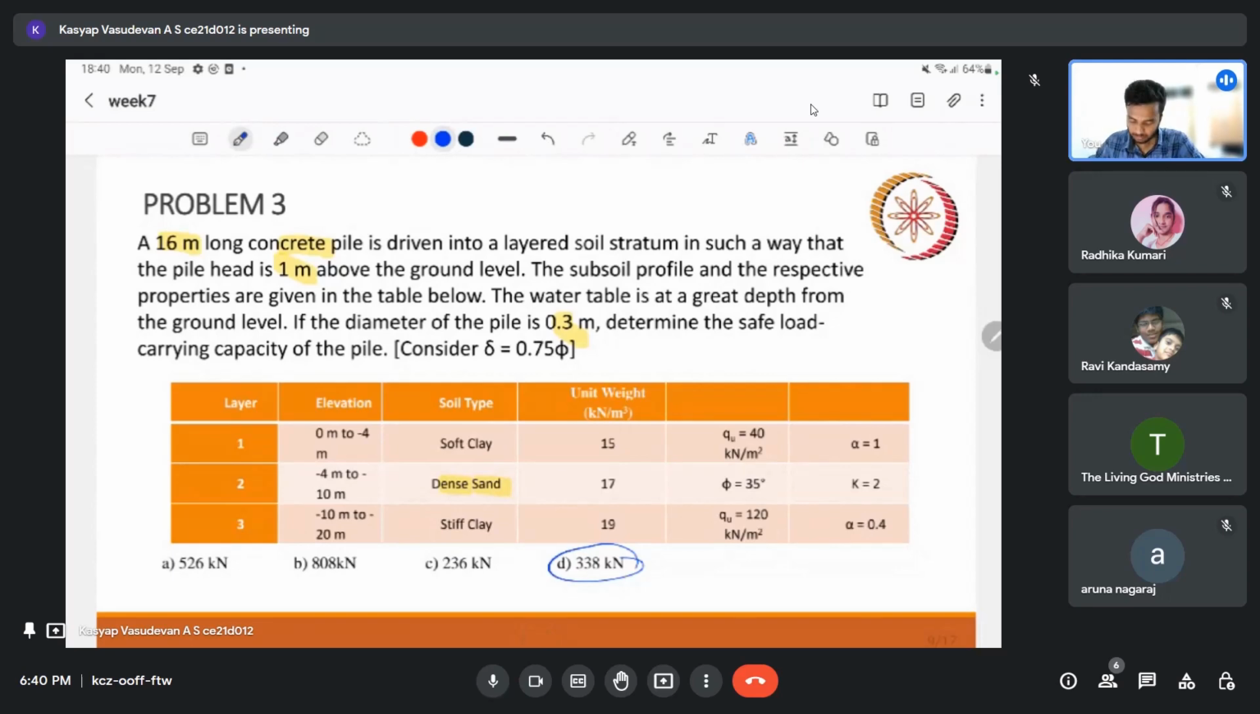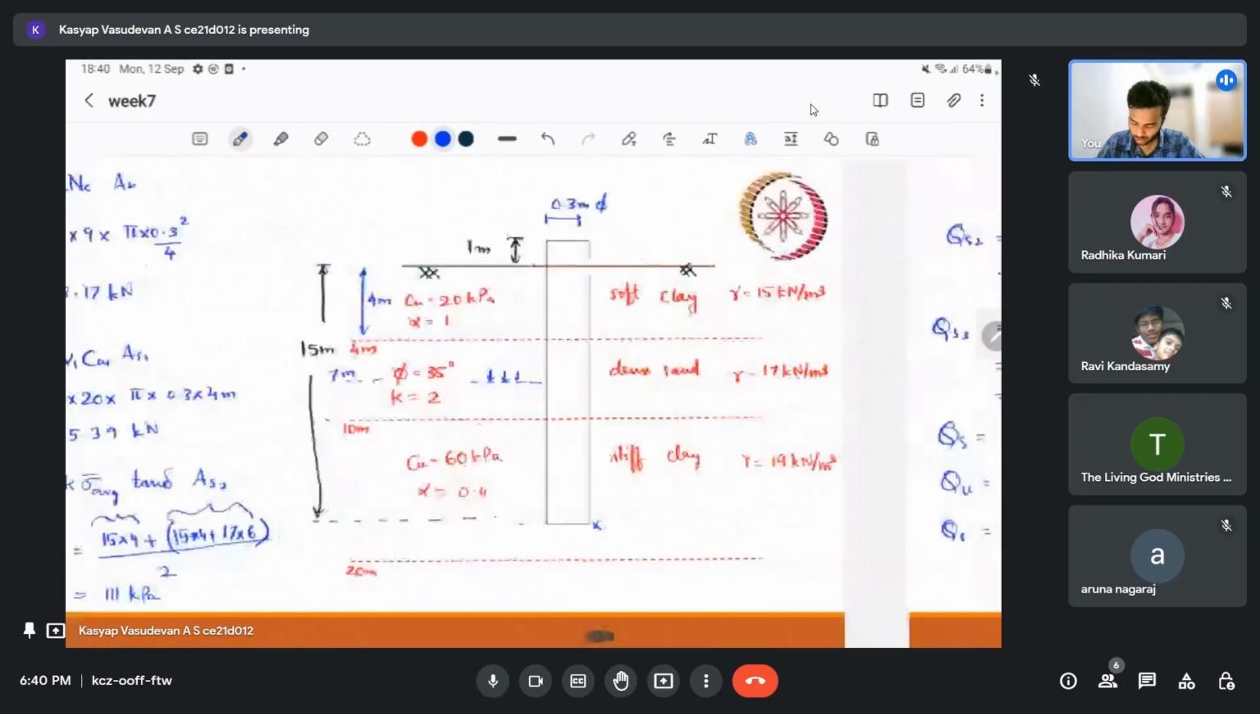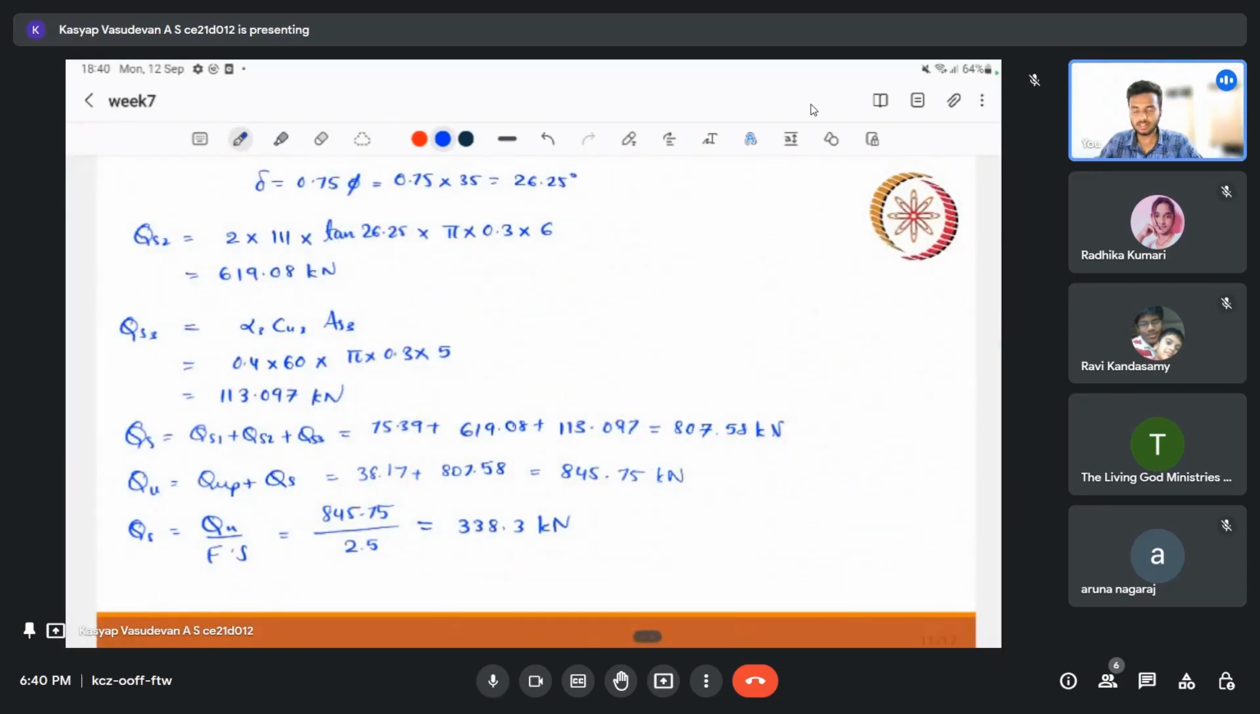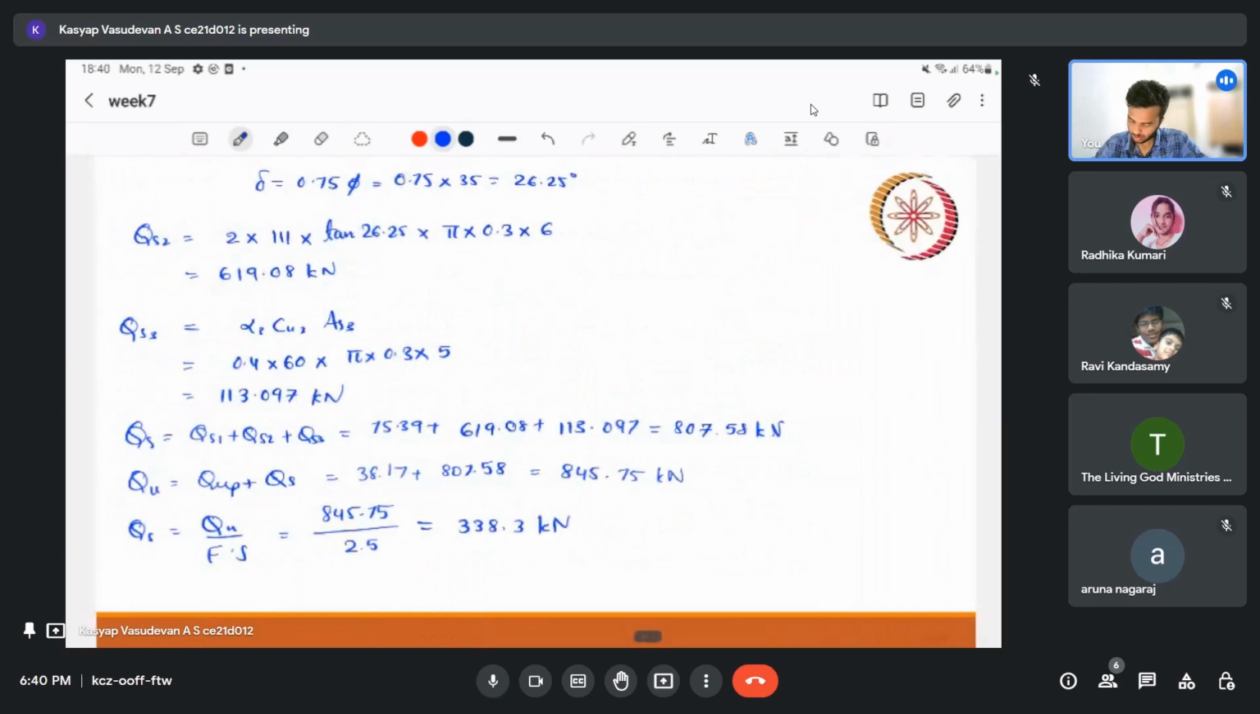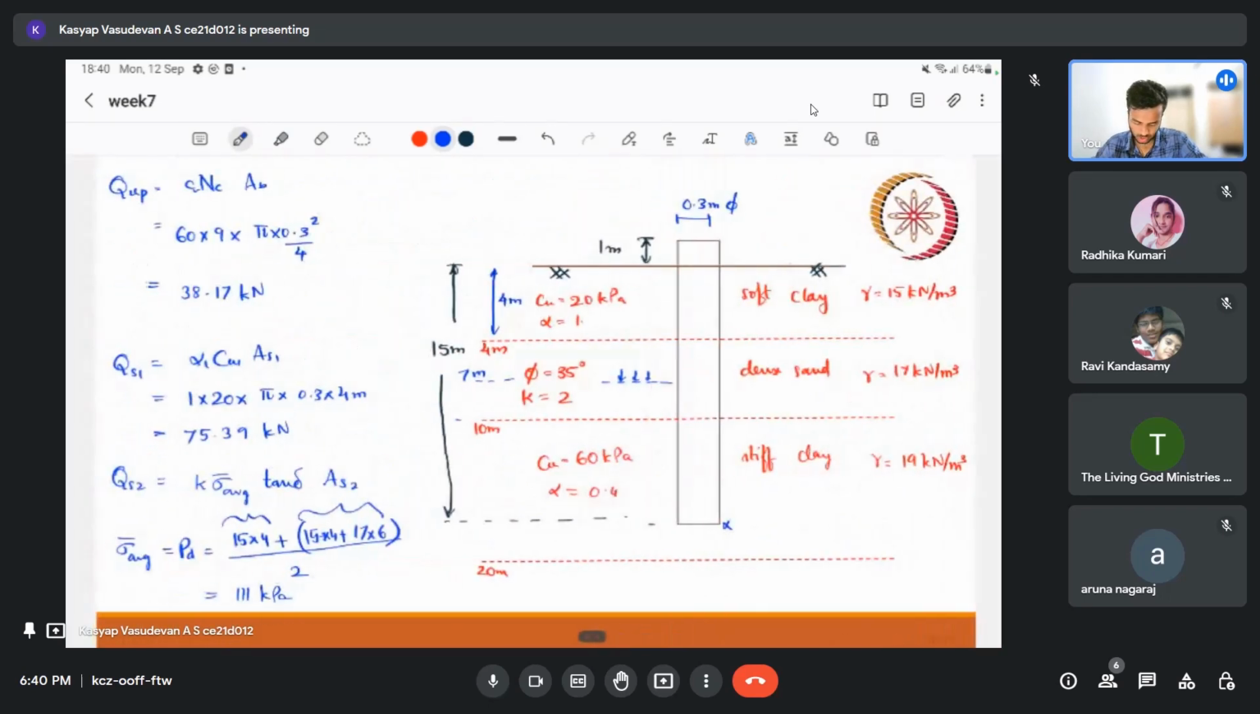So that's the idea. In the field, say we have a long pile, and there can be even 4 or 5, or even a higher number of layers. So I guess you are now in a position to come up with the capacity for different cases using this technique. Okay, is there anything else?